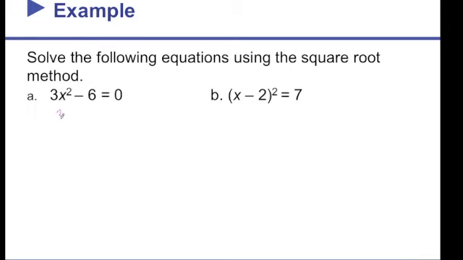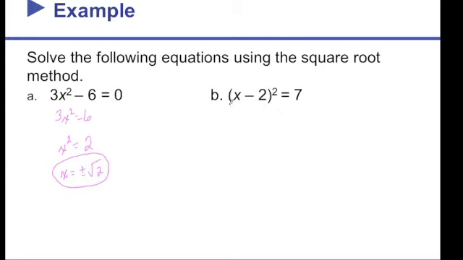So the first thing I'm going to do for this equation is add 6 to both sides. And I want just an x squared equals a number, so I divide by 3, and I find out that x squared equals 2. Solving that by the square root method, that means x equals plus or minus the square root of 2. And that is the solution. And this is the most exact solution. If you use your calculator and find the square root of 2, it's rounded off and not exact. So the most exact solution is plus or minus the square root of 2.